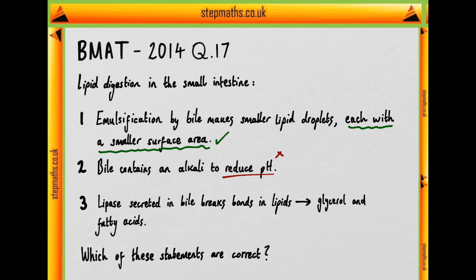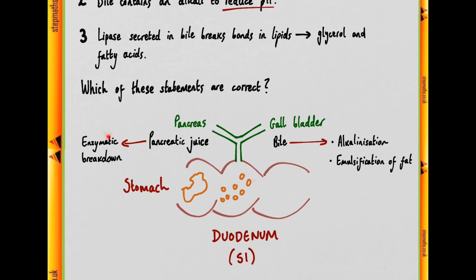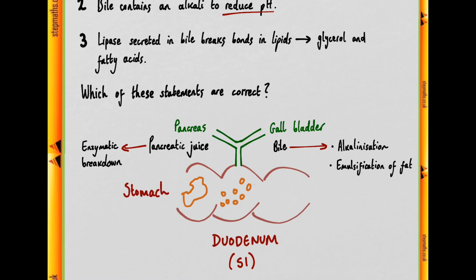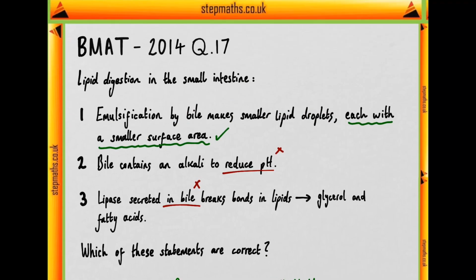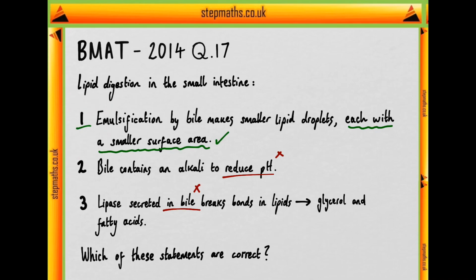Now, it is true that lipids are broken down into glycerol and fatty acids, so that might mislead you, but lipase is not secreted in bile. As I mentioned, the enzymes are in the pancreatic juice. So we can say that for this reason, statement 3 is wrong. So we can see that only statement 1 is correct, and therefore our answer is going to be option B.